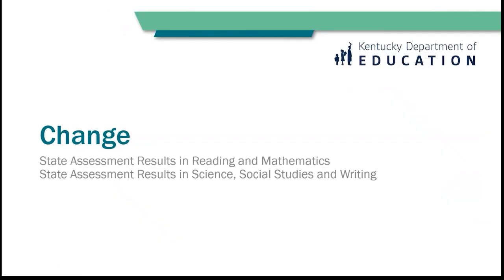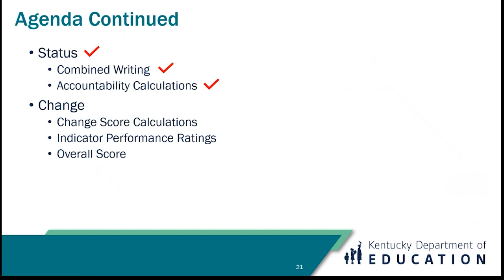So for this section of the training, I'm going to focus on change. We've reviewed the details regarding status, including information about combined writing and status accountability calculations. So let's move on to the specifics for change. I'll cover change score calculations, indicator performance rating, and finally, how to determine your overall score.